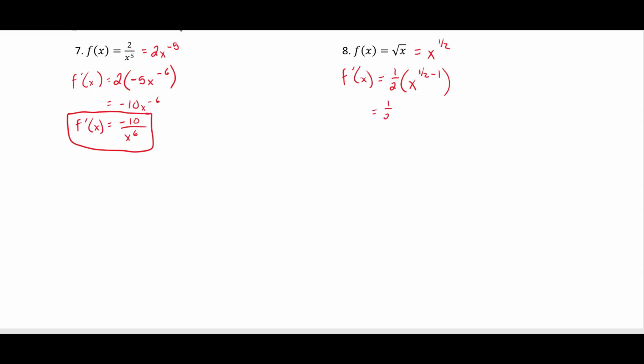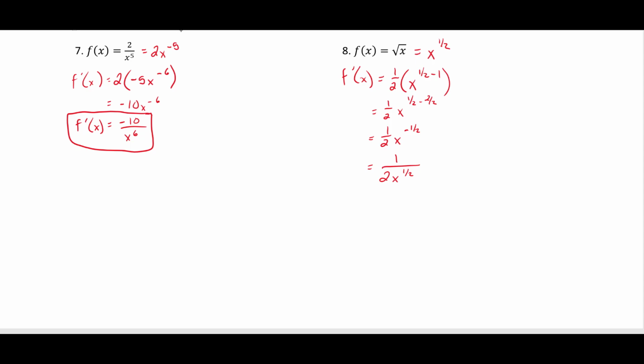And so f prime of x is 1/2 x to the 1/2 minus 2/2. So that you can do this without a calculator, get the common denominator. So that's 1/2 x to the negative 1/2 power. And again, are we done? No, we still have a negative exponent we've got to take care of. So let's move that x to the negative 1/2 to our denominator. And so we end up with 1 over 2x to the 1/2.